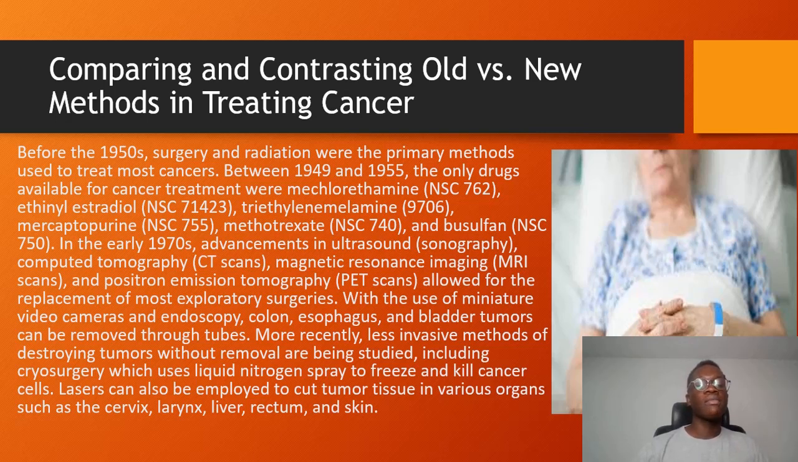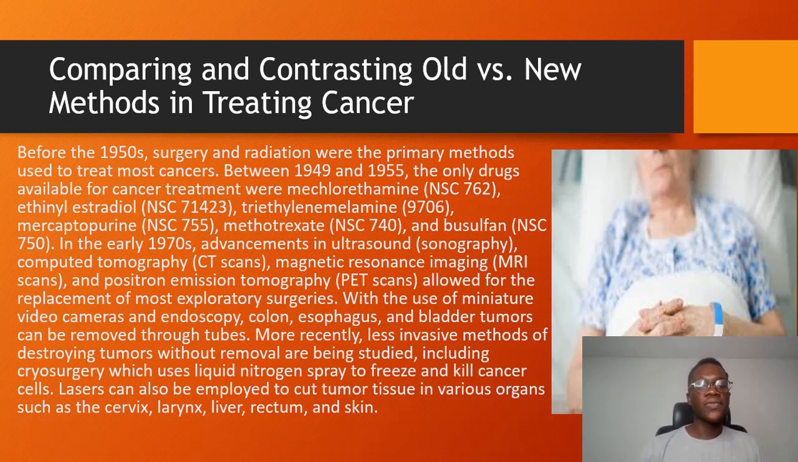Before the 1950s, surgery and radiation were the primary methods used to treat most cancers. Between 1949 and 1955, the only drugs available for cancer treatment were mechlorethamine, whose scientific name is NSC 762, ethylene estradiol, and many more. In the early 1970s, advancements in ultrasound, computed tomography, which is CT scans, magnetic resonance imaging, and positron emission tomography, which is PET scans, allowed for the replacement of most exploratory surgeries.